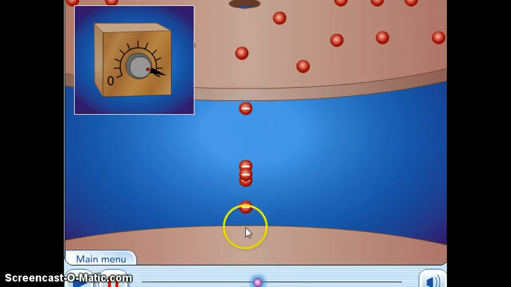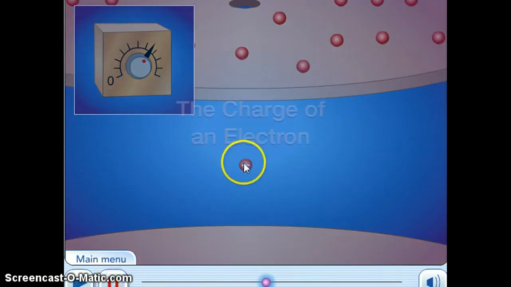So gravity is pulling them down, but this electric force is pushing them up. So there's a point, if you control this voltage appropriately, when the droplet is exactly suspended right in the middle, because that's when the gravitational force, which is pulling this thing down, and the electric force, which is pushing it up, are exactly balanced with each other. And that's actually an important condition.